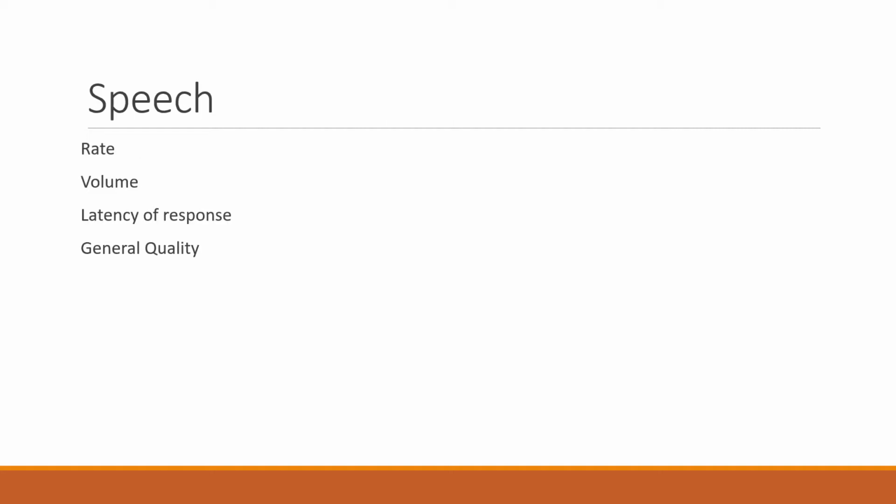Next is speech. You mention the rate, volume, latency of response, and general quality of speech. For example, rate, if the patient spoke rapidly or very slowly. Sometimes when the patients are manic, their speech can be rapid or pressured, or maybe if the patient is depressed, the speech can be slow. Sometimes during anxiety too, the rate of speech can be faster.